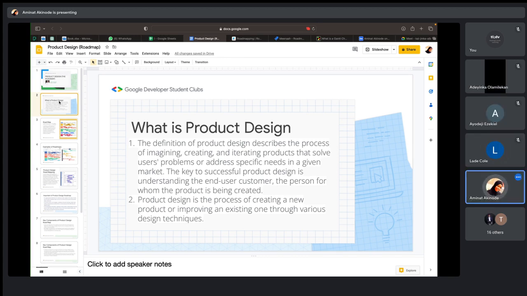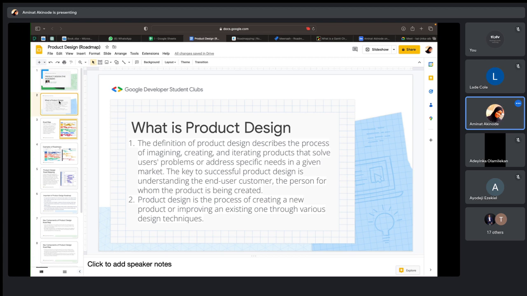So good evening, everyone. My name is Aminat Akwende. I'm a product designer, and I will be talking on product design and the roadmap. So what do we know product design is all about? Everyone has one or two ideas or definitions of what they think product design is all about. So I have two definitions which I just brought down here.